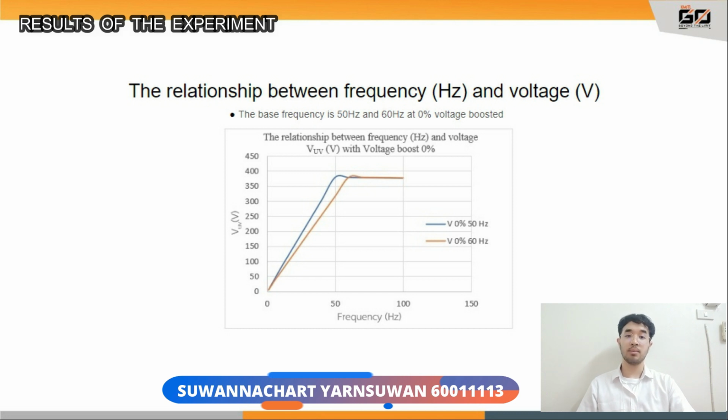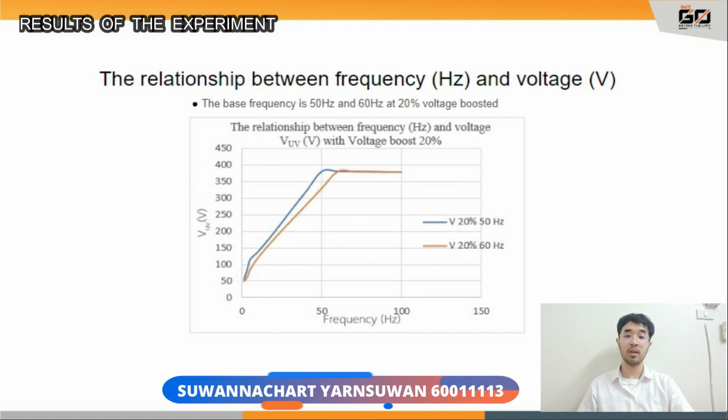The third graph shows the relationship between frequency and voltage VUV with voltage boost 0%. The blue line has a base frequency of 50 Hz, while the red line has a base frequency of 60 Hz. It can be seen that the blue line is steeper than the red line. Moreover, it will enter the constant power area faster than the red line.